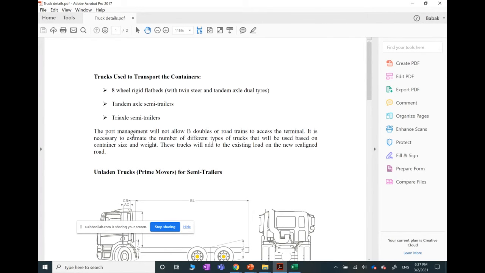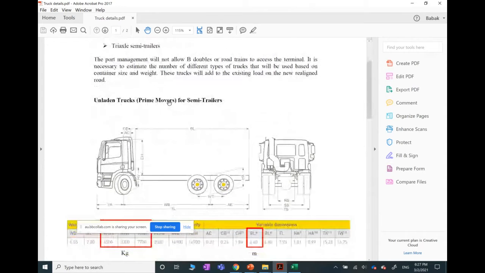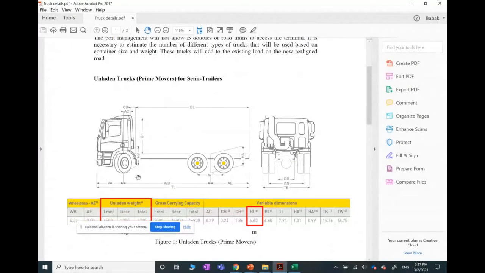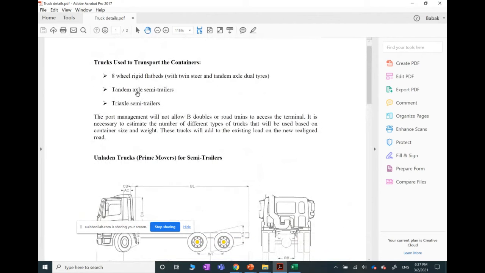And this is very normal. The port management can define some limitation for the type of vehicle. So it is necessary to estimate the number of different types of trucks that will be used based on container size and weight, right? And here you can see the types of trucks. The first one here is the prime mover. This is the prime mover for semi-trailers, so they can be used for tandem axle semi-trailer and for triaxle semi-trailer.